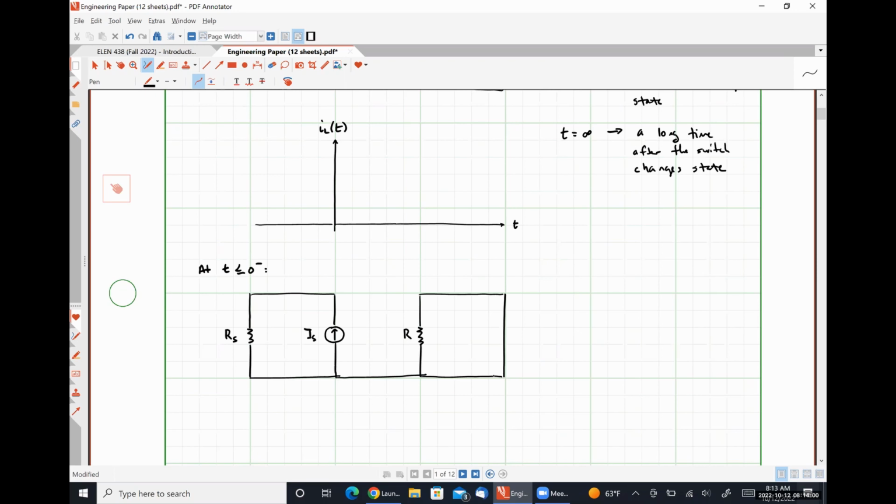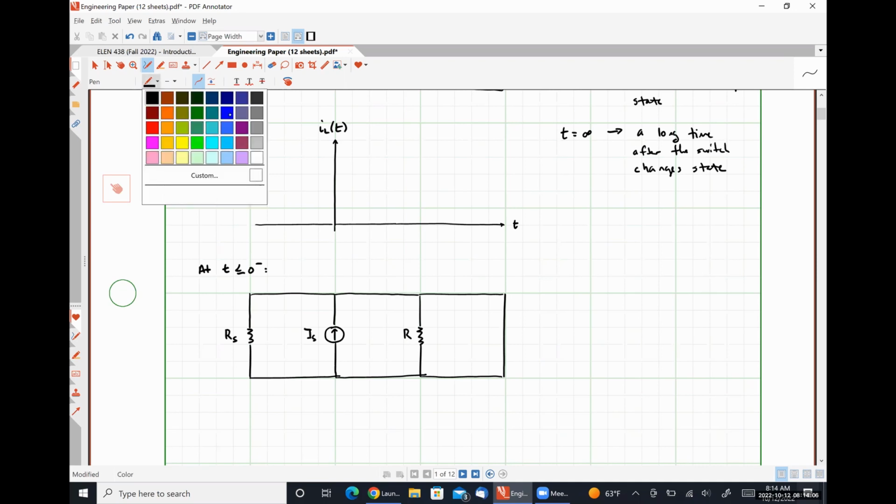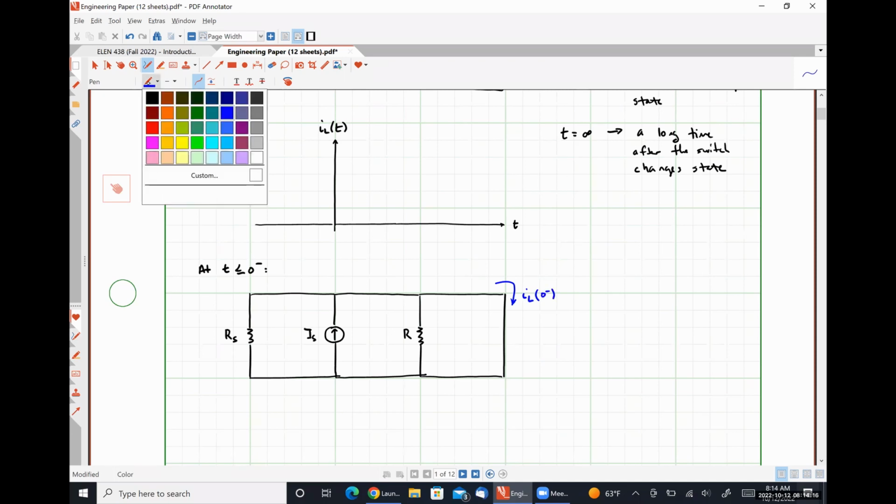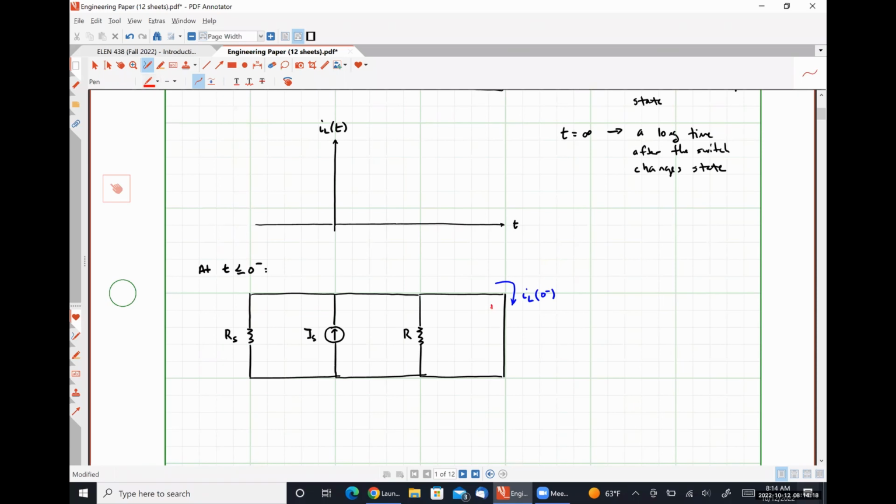At T is less than or equal to zero minus, my switch is also closed. Here's my inductor current, IL for zero minus. Here's my inductor voltage, VL for zero minus.